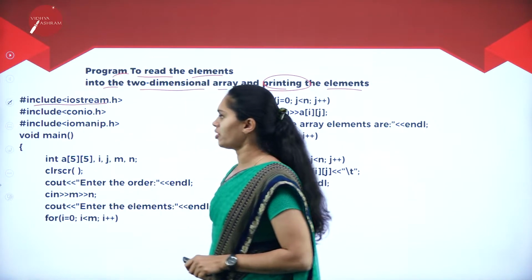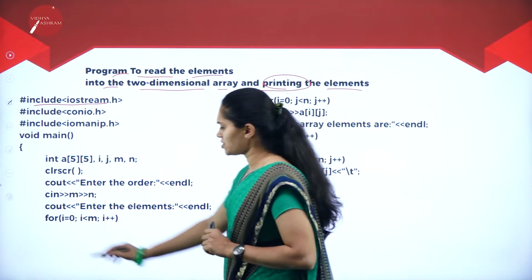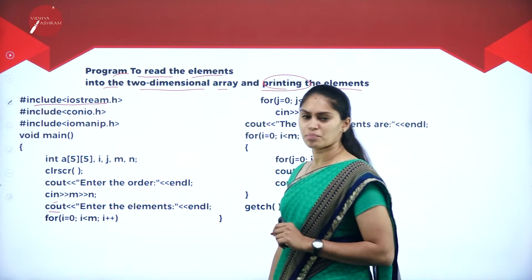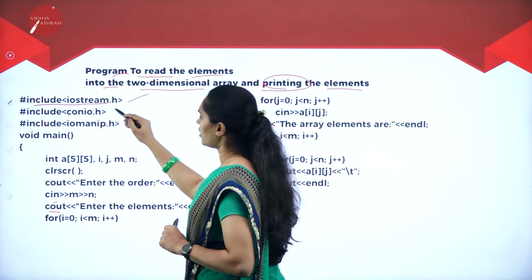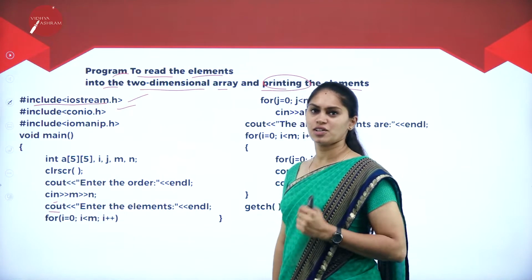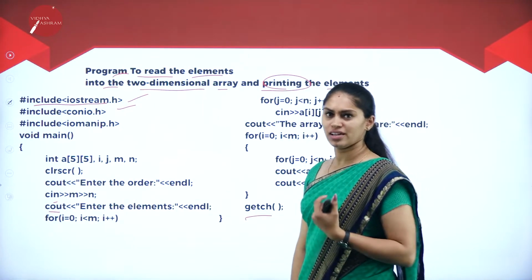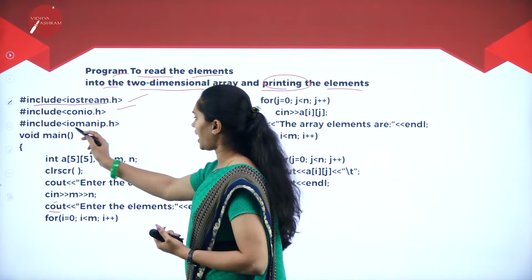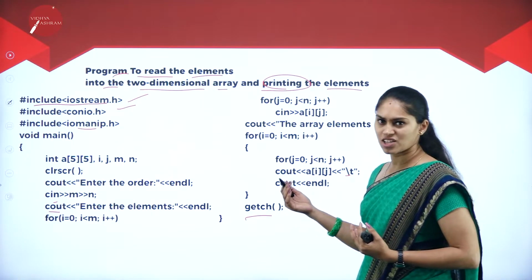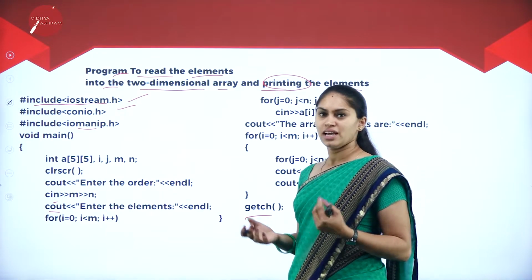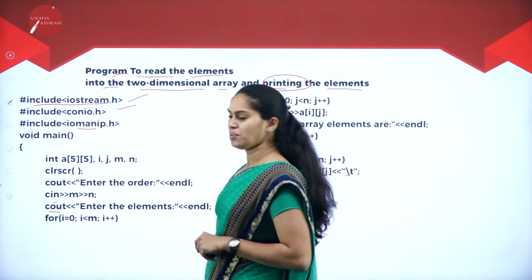Include iostream.h. IO in the sense input output stream. If you want to use cin and cout statements in our program, then it is mandatory to include this iostream.h. Then conio.h to use clear screen as well as the getch function in our program. Then we are taking iomanip.h. In order to use setw and \t, for the manipulation purpose, if we are using any of these functions, then we have to take iomanip.h.